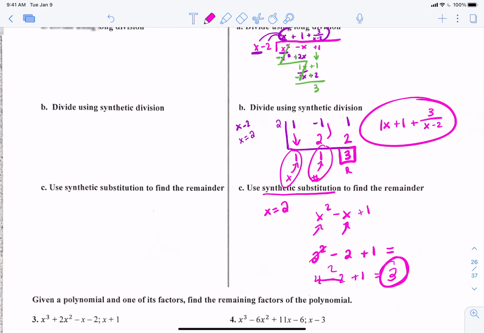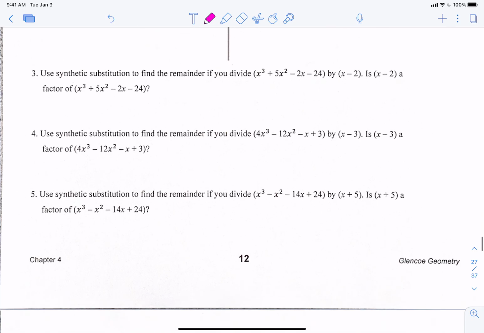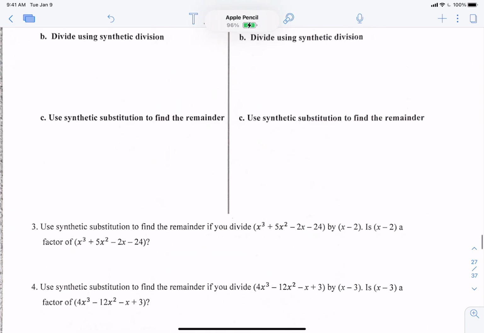That was the only problem that you had to do on that page. Just go ahead and do the other ones on the back page. All of them on this back page.